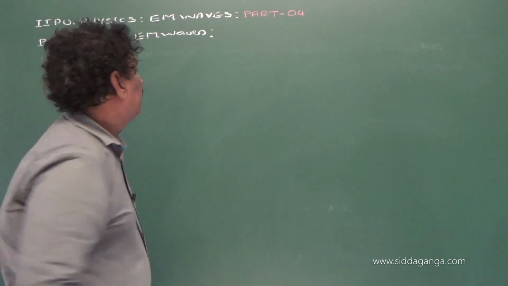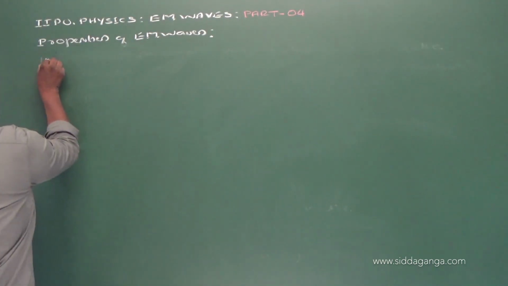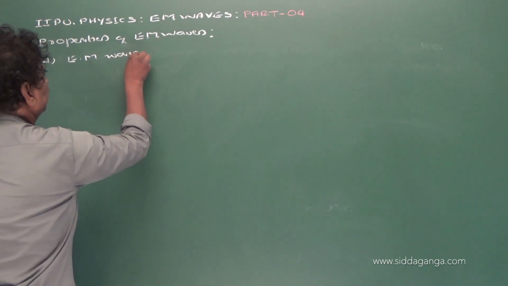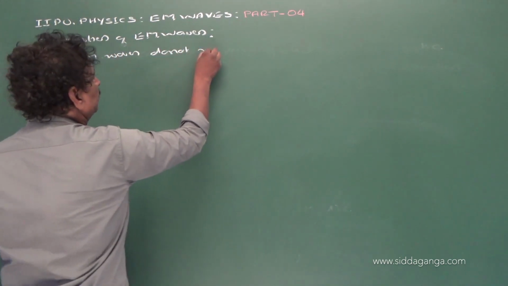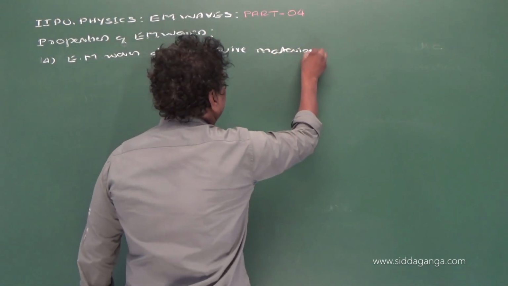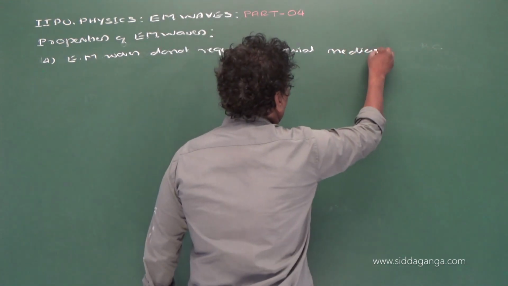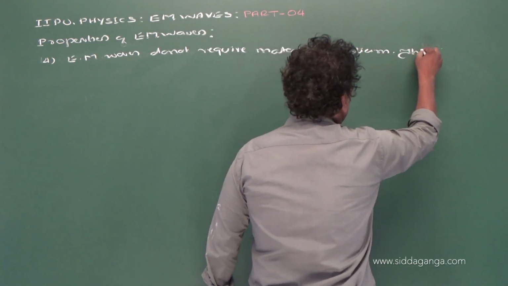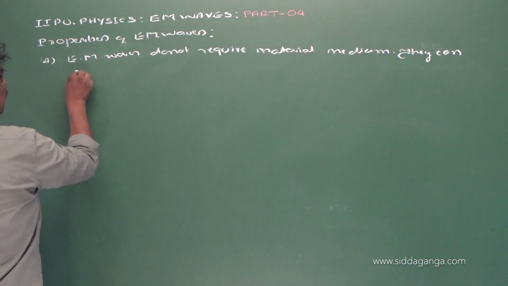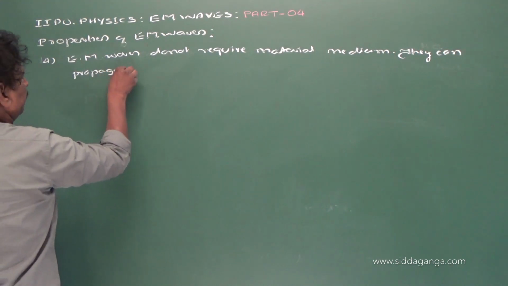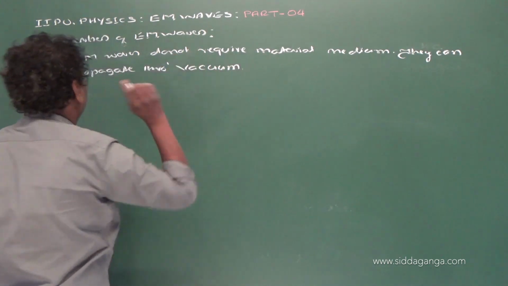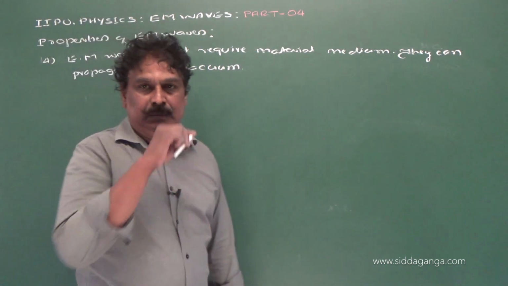Now, the fourth property: electromagnetic waves do not require a material medium. They can propagate through vacuum.